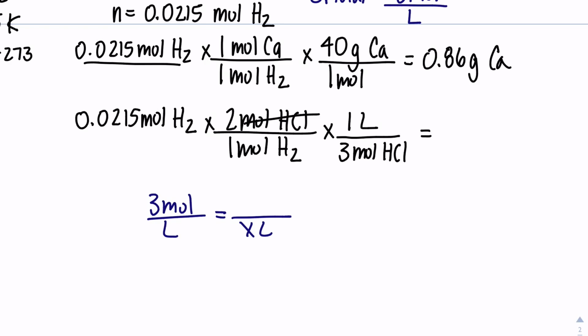And so we're going to do 0.0215 times 2 divided by 3 for a volume of 0.0143 liters, which is equal to 14.3 milliliters, which should make sense to you. We weren't using huge volumes of acid in our lab, and so 14.3 seems reasonable.